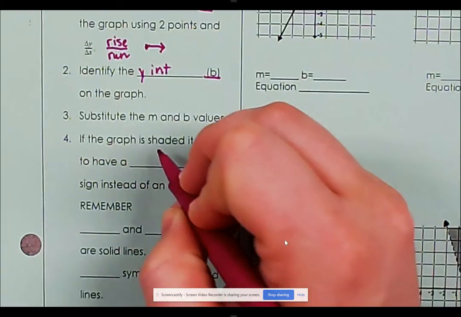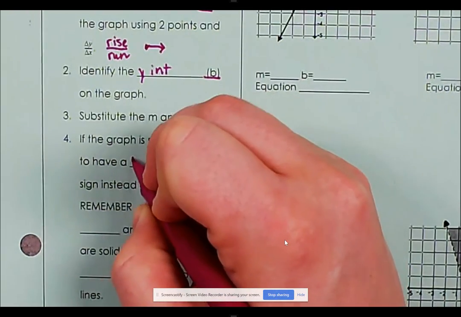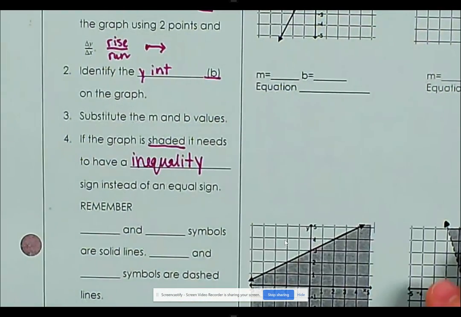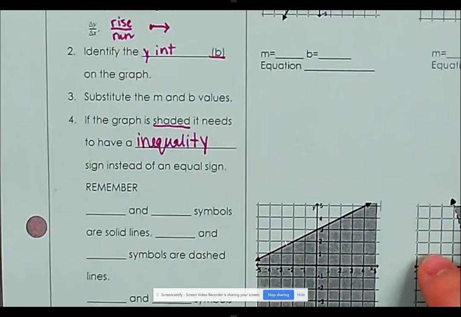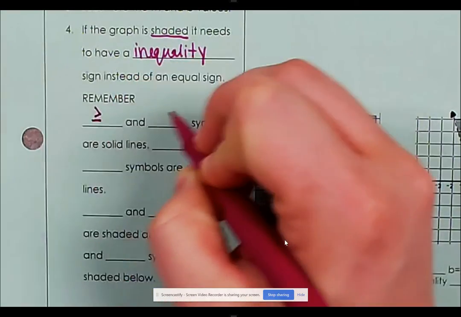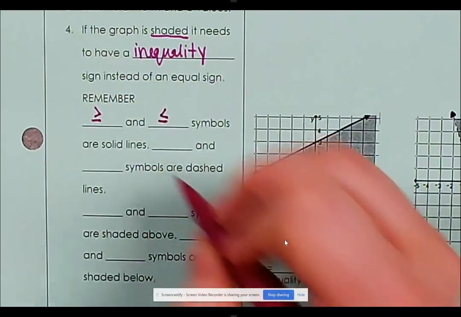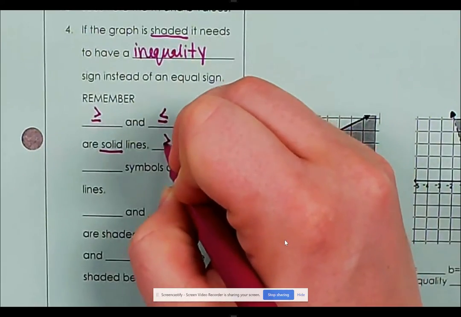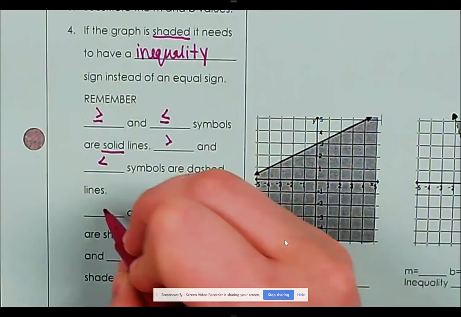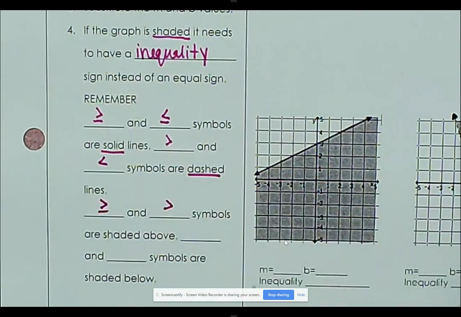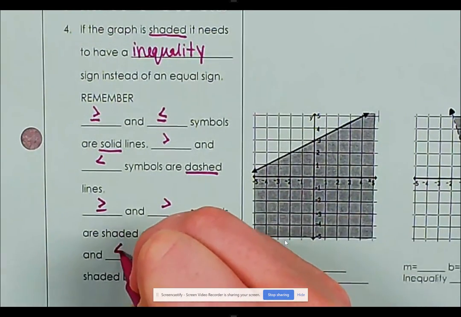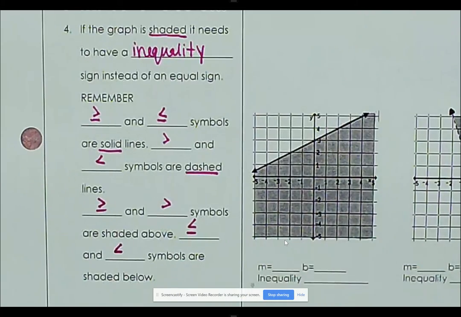If the graph is shaded, that means it needs to have an inequality sign instead of an equal sign, okay? If it has shading, it needs to have an inequality sign. And so this is just a reminder of what we learned before. If you have a greater than or equal to or a less than or equal to, that's a solid line. If you have a greater than or a less than, those are going to be dashed lines, okay? Greater than or equal to and greater than are shaded above the graph, and less than or equal to and less than are shaded below the graph, okay?